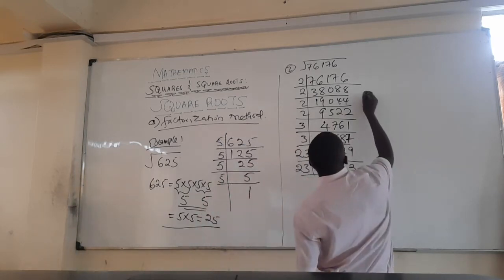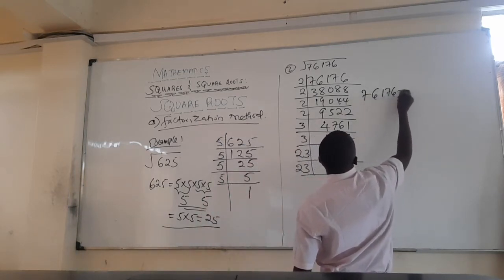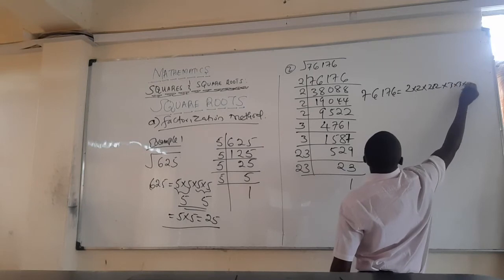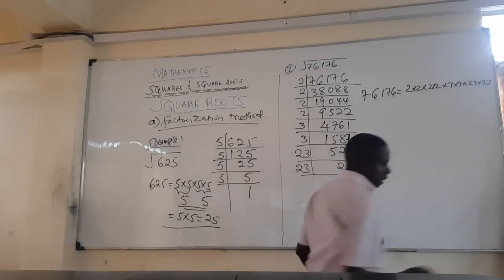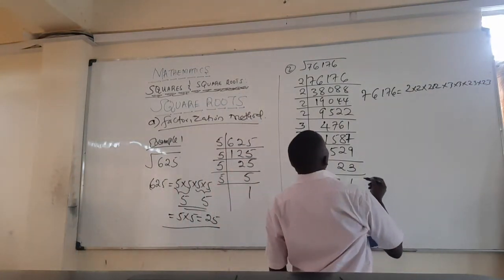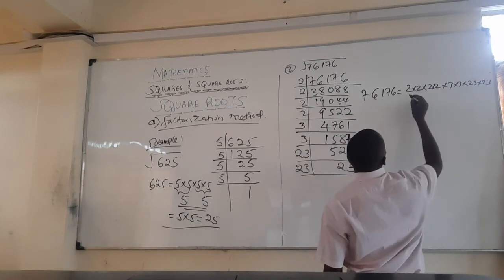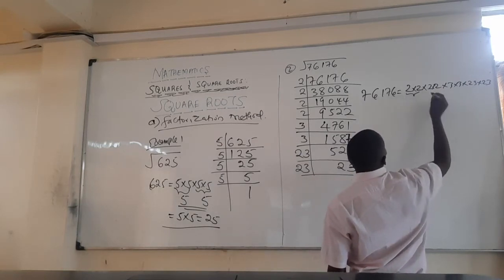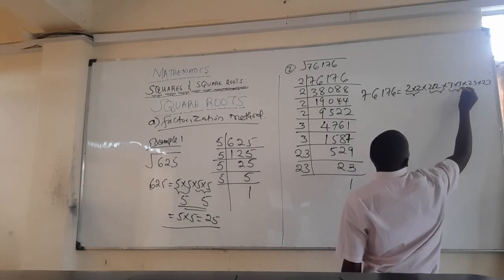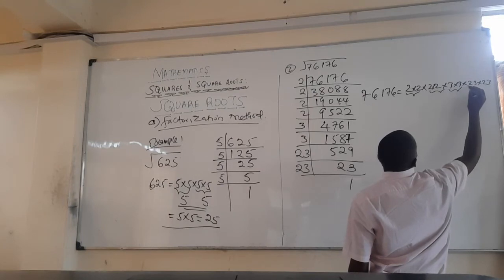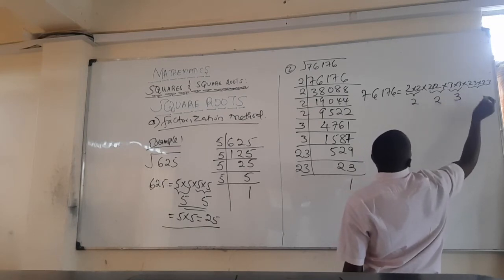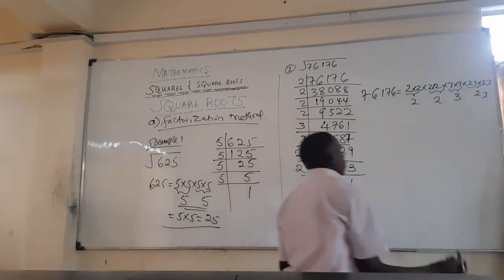So 76,176 is the same as 2 times 2 times 2 times 2 times 3 times 3 times 23 times 23. Now when it is like that, we're going to pick 1 in each pair. So like that. You get 2 there, 2 there, we pick 3, we pick 23. So that's what we are saying.